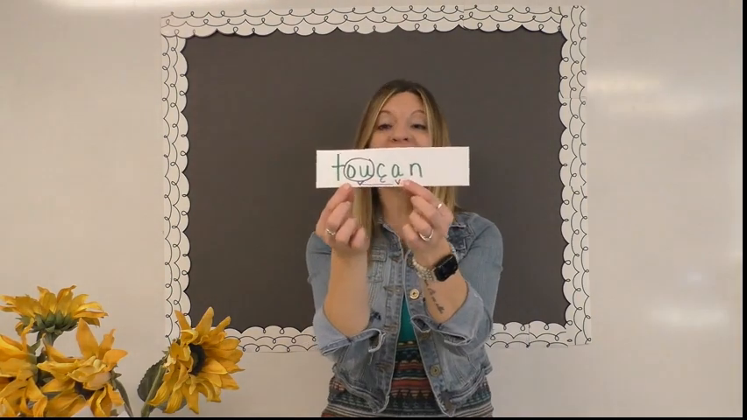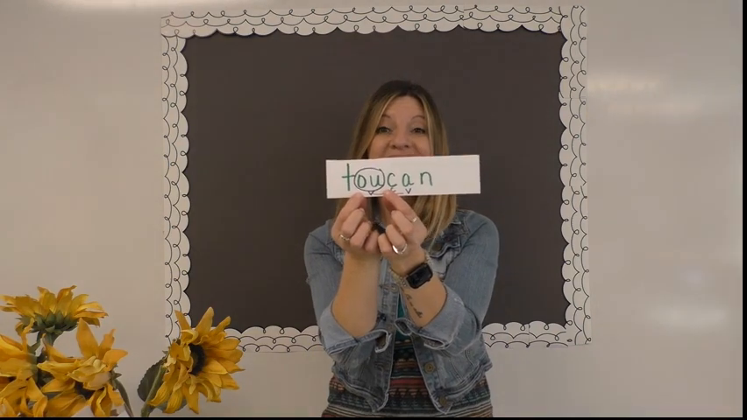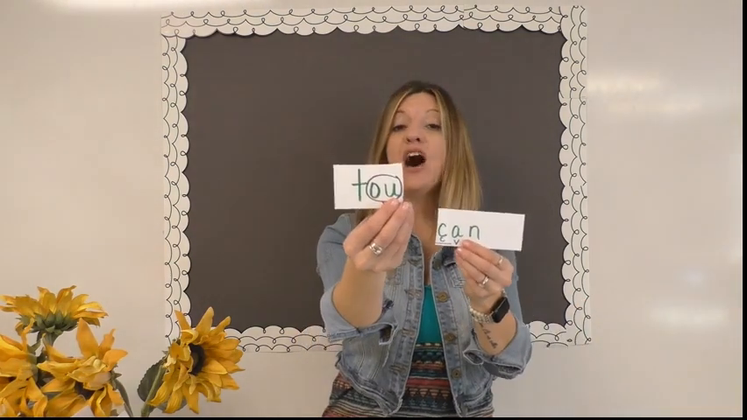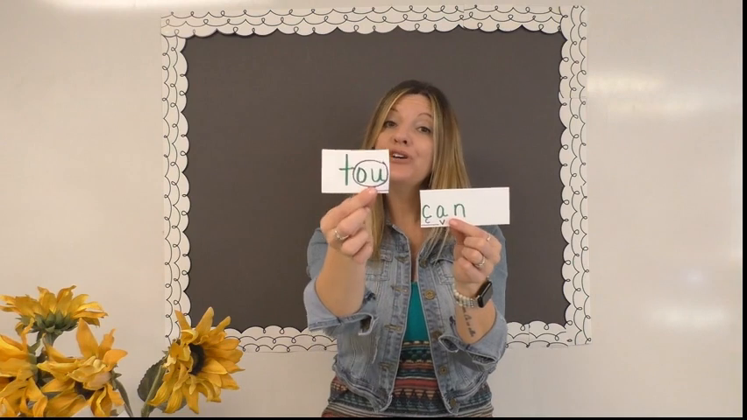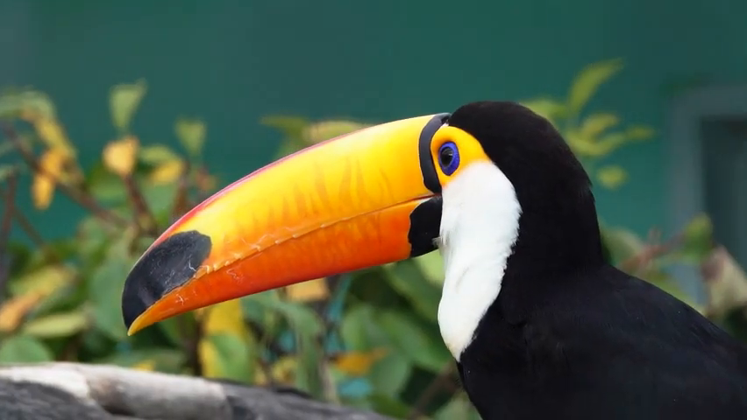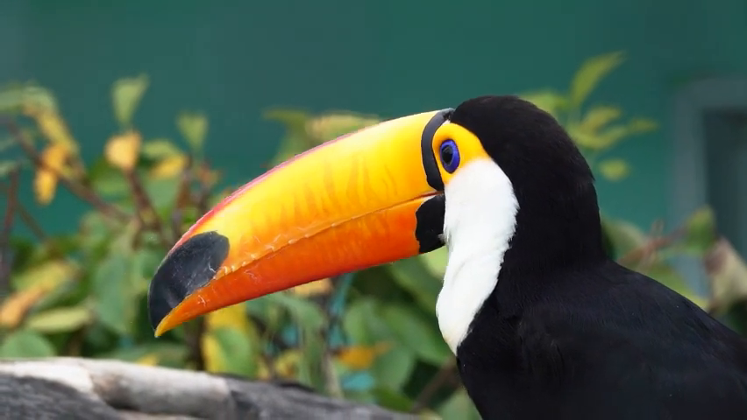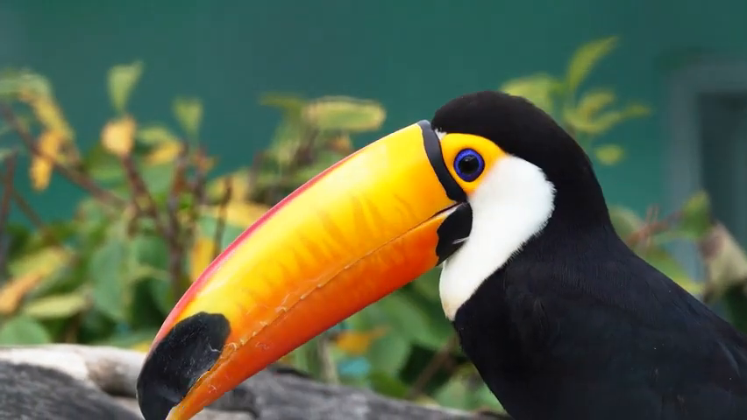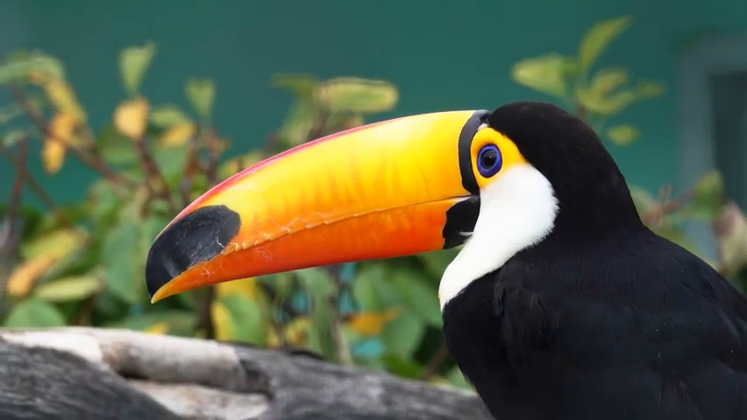Okay, syllable surgery. Circle your vowel team, and I notice I have one consonant between my vowels. Hold on tight, I'm moving to the right. This word is toucan or toucan. Which have you heard before? Toucan. I went to the rainforest and I saw a vibrant toucan.